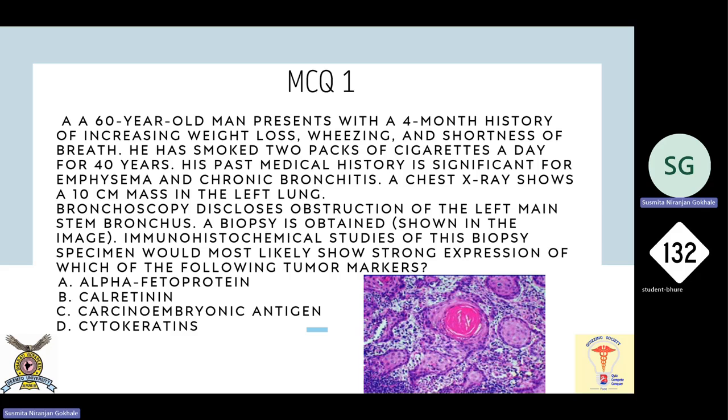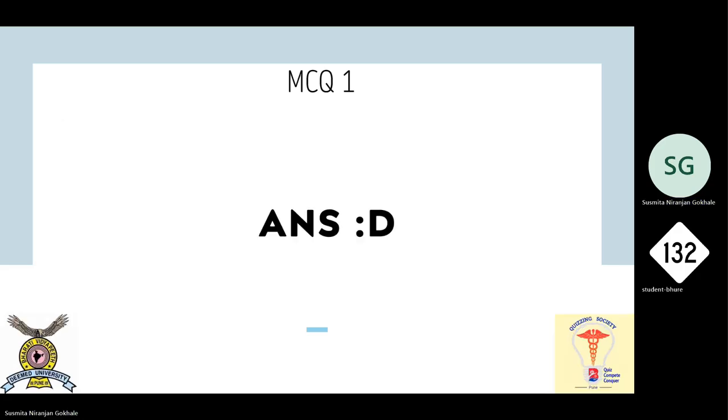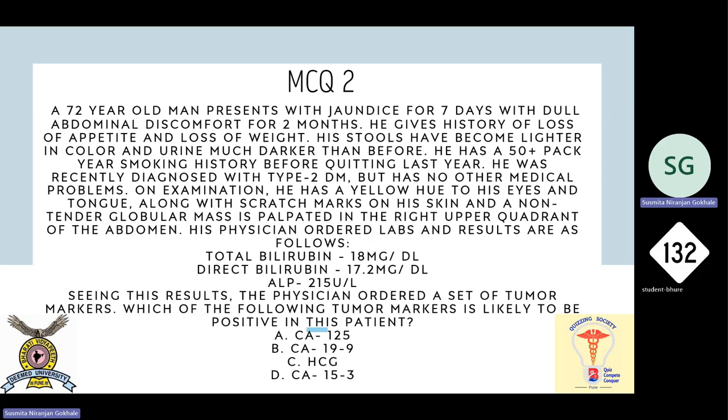Next is cytokeratins. Cytokeratin is a broad spectrum marker for epithelial cells and is positive in the majority of carcinomas, including non-small cell lung carcinomas. So this is the most appropriate option. Hence, we'll choose this option. So the answer will be D. Yes, the answer is D for the previous question. Moving over to the next MCQ, MCQ 2.